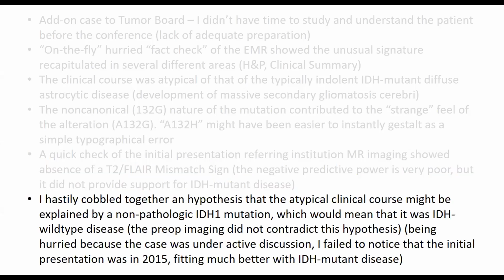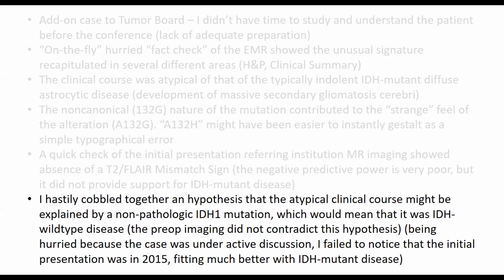Okay, let's see. So what I do is hastily cobble together a hypothesis that the atypical clinical course might be explained by a non-pathogenic IDH1 mutation, which would mean that this was an IDH wild type disease. And the preoperative imaging with the absence of a T2 FLAIR mismatch sign did not contradict that hypothesis. So, being hurried because of the case under active discussion, I failed to notice.